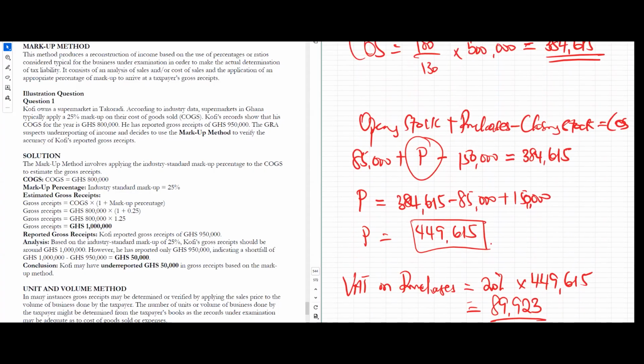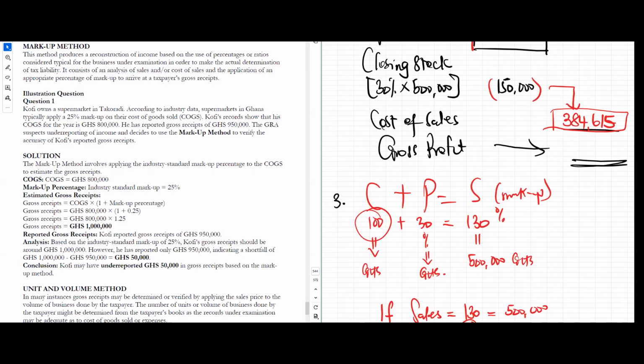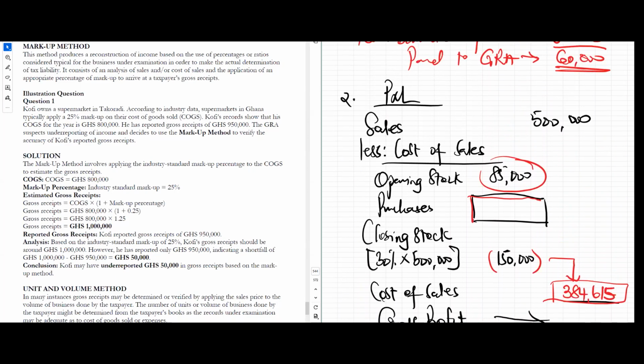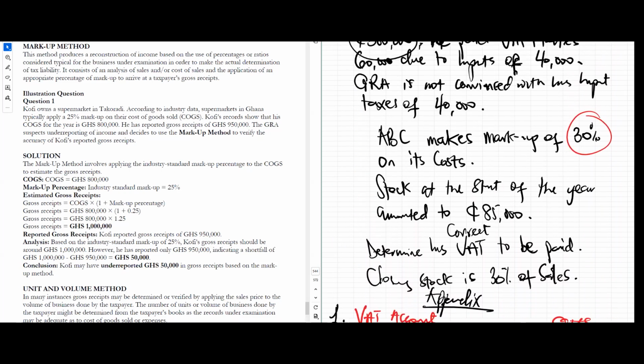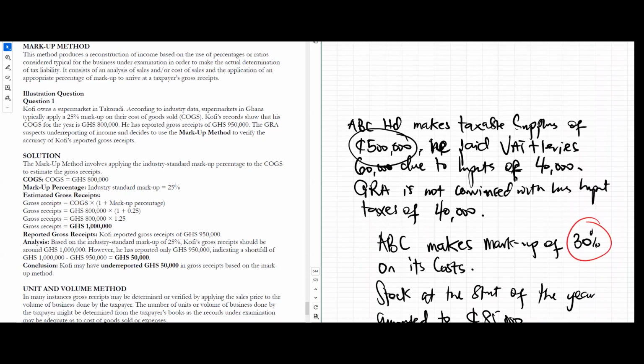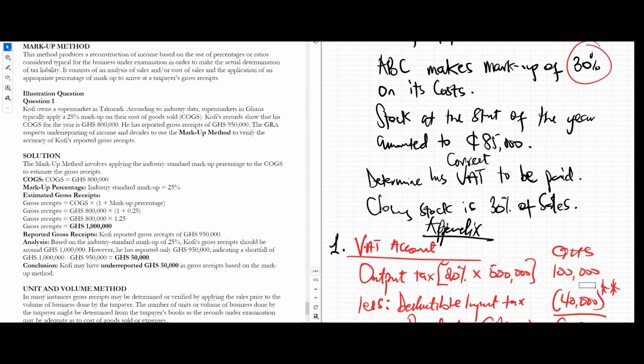Can we move? Sir, yes, please. Sir, will you share the solution? You want the solution? Yeah, please. Okay, I hear you. I'll share the solution. Thank you. All right, let me just save it so that I don't forget. But as of now, do you understand it?